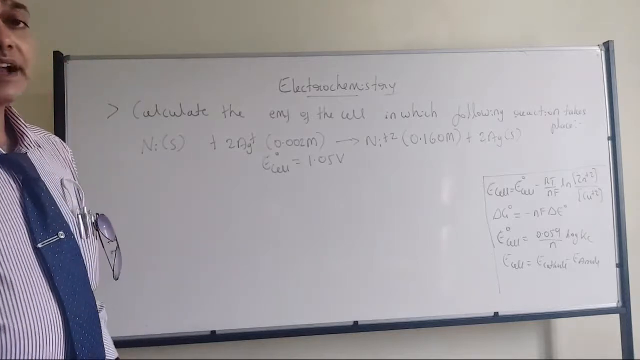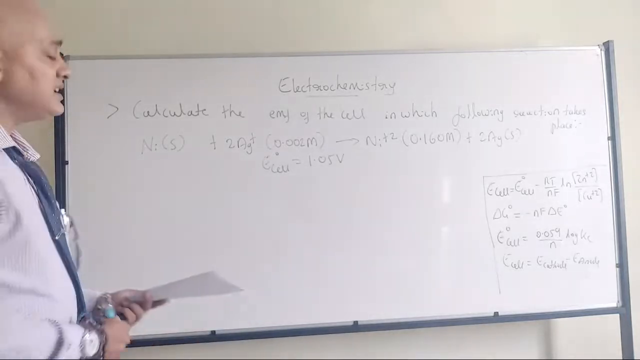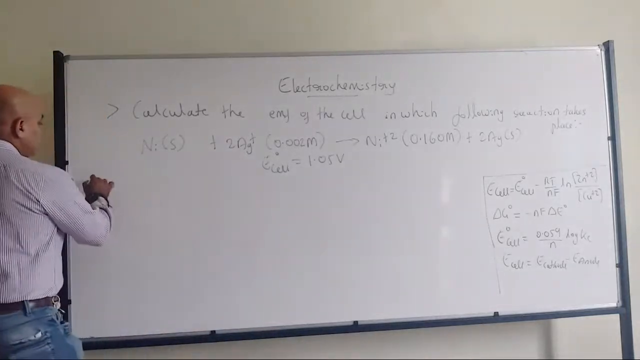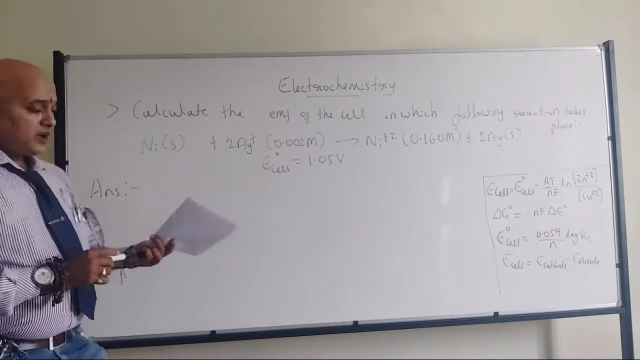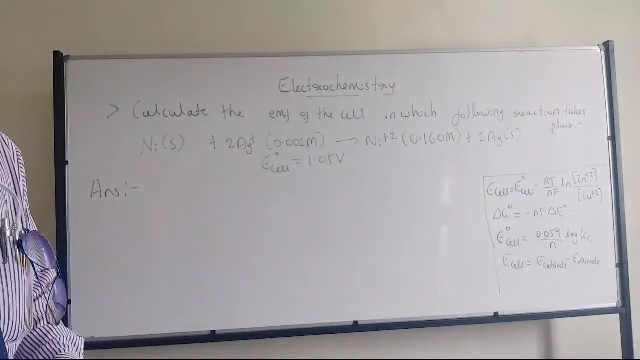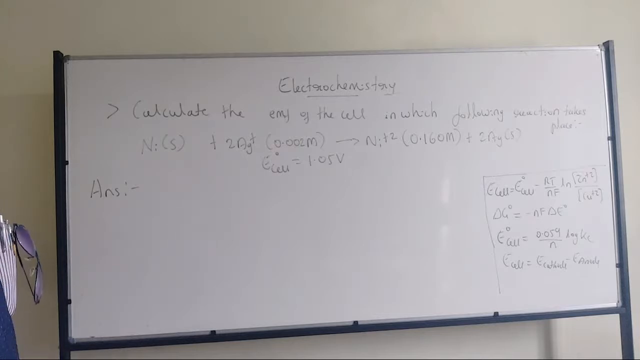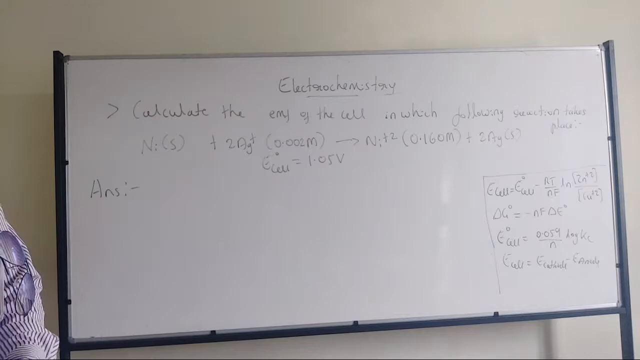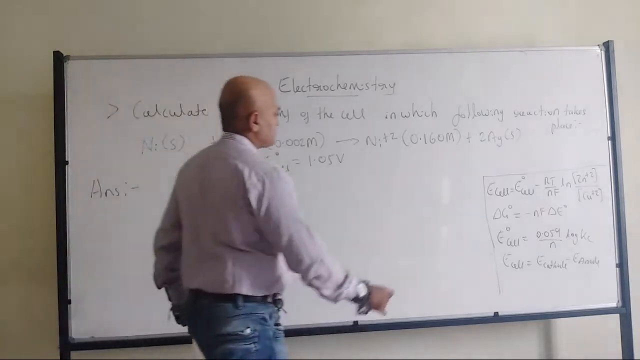Now they have given the standard cell potential also. Now what will be the answer? Which equation should we apply among those four? That will be the question. Right? Among those four, which equation do we have to apply? We have to go with the Nernst equation, that is the first one.